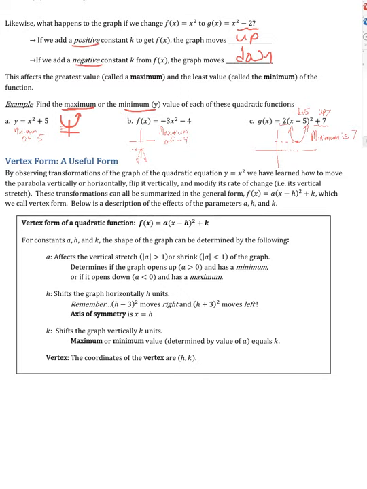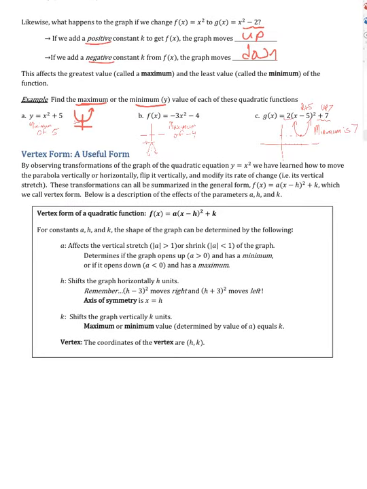All right. So we now have this, what we call vertex form, which is a very useful form. And so it tells us if it's moved vertically or horizontally, if it flipped, if the rate of change or the stretch changed. That's all summarized in this form, a times x minus h squared plus k. Okay, so the key here is that the a coordinate affects the vertical stretch. And if it's negative, it'll flip it upside down, all right? So it also determines whether it opens up. If a is greater than 0, then it has a minimum value. If it opens down, then it has a maximum.